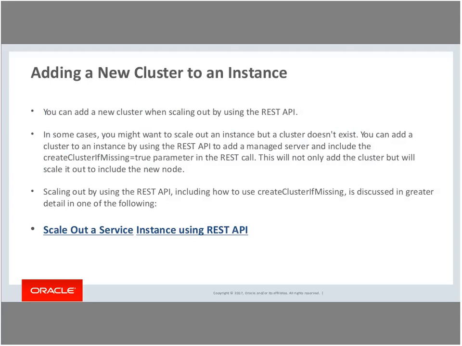Okay, so the gist of this slide is, for some reason you provisioned a JCS instance without a cluster being created, you cannot do a scale out operation from the service console UI. In that case, as of now, you need to do a scale out operation using the REST API, which will allow you to create a new cluster and then add a new cluster member to that cluster.